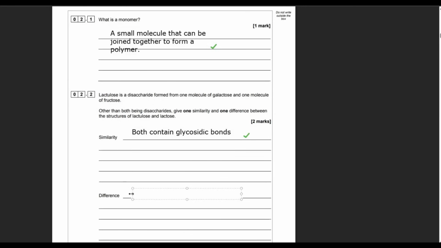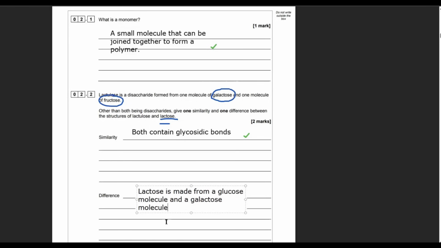So what is one difference? Well, this is where your content comes in. You should know the structure of lactose. You don't have to know the structure of lactulose because they've told you it's a galactose and a fructose. But actually, we would say lactose, and you have to know this off by heart, is made from a glucose molecule and a galactose molecule. So lactose is actually made from that, and that's what you have to know. And if you want to get really funky, I mean, they've already given us this in the question, but I'll just put it there. So, whereas lactulose is made from, what does it say? Galactose. Oh my good gosh.